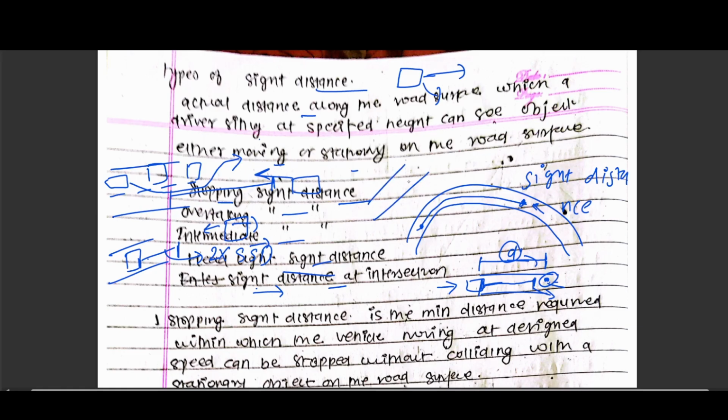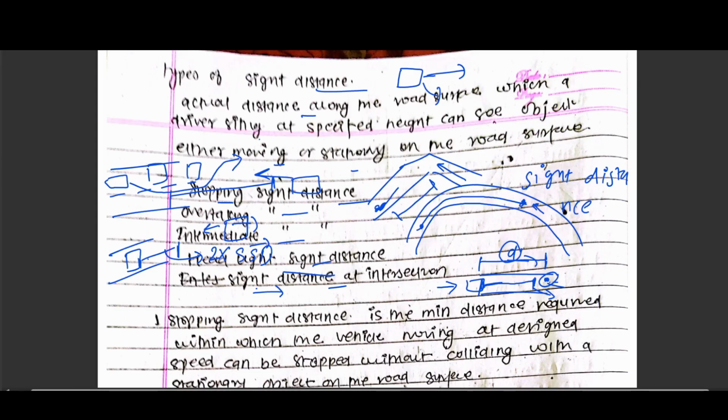So let me consider this road, and there is an intersection like this, and suddenly another vehicle comes from here, and the vehicle coming in this direction had to stop due to this vehicle coming from here. So how much distance should he be covering before stopping? This would be the intersection sight distance.